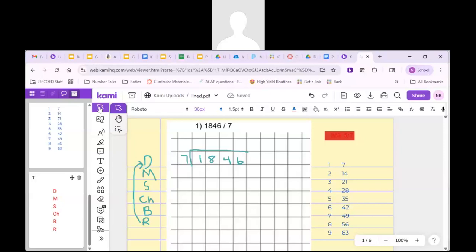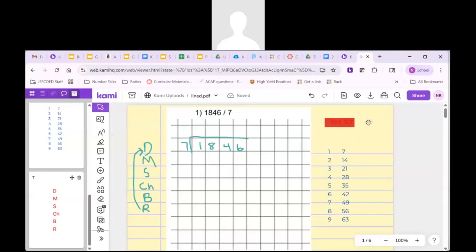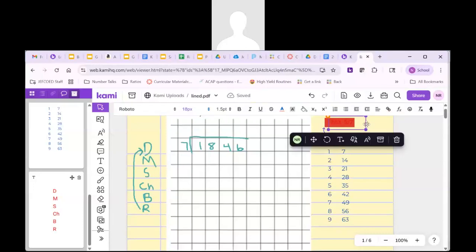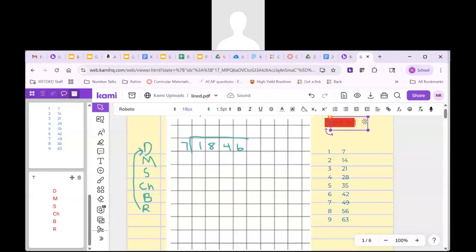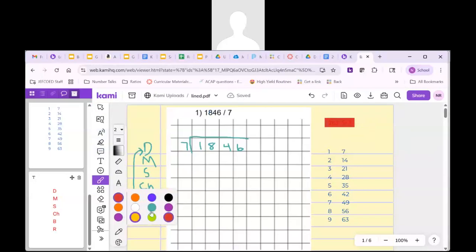Okay, so I'm going to assume that everybody watching at this point has done the work and wants to check their answer. So the answer to number one is 263 and 5/7. Remember, we're not turning remainders to decimals on this quiz. Okay, I'm going to put that up. And now, if you got it right, go on to the next one. If you did not get it right, watch me work it.